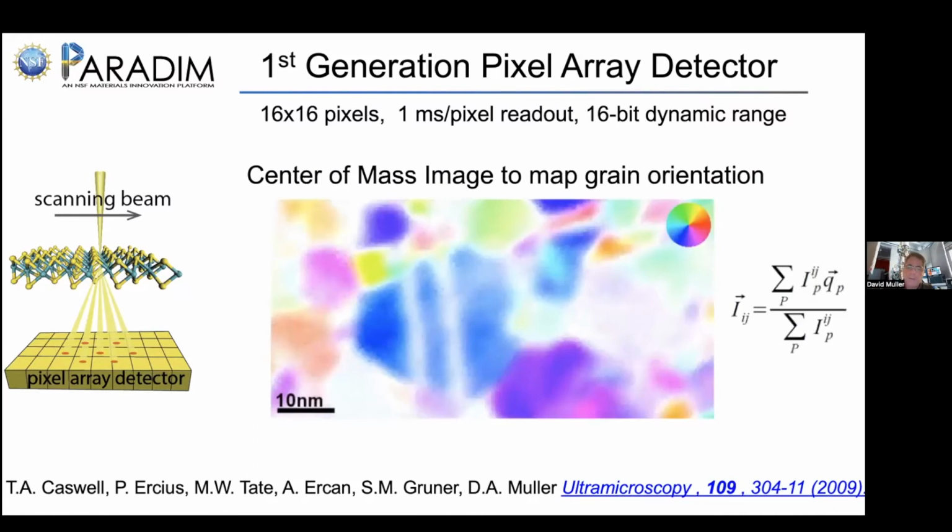So here was some very early imaging of a grain structure with this first detector. The problem was we found out very quickly the 16-bit dynamic range wasn't enough bits to do the kind of diffraction experiments we wanted to do. And so after we worked on it for 2 years, I think we started the project about 2004, 2005.